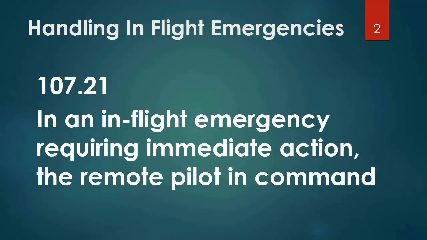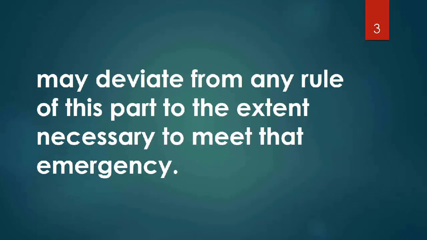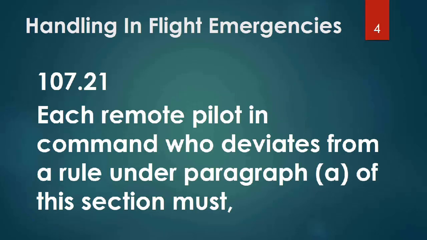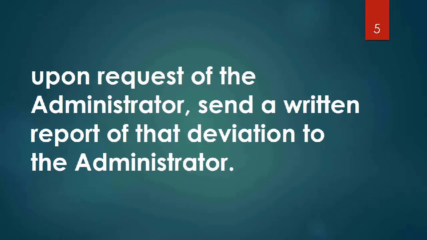In an in-flight emergency requiring immediate action, the remote pilot in command may deviate from any rule of this part to the extent necessary to meet that emergency. Each remote pilot in command who deviates from a rule under paragraph A of this section must, upon request of the administrator, send a written report of that deviation to the administrator.